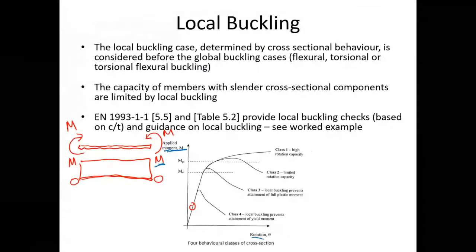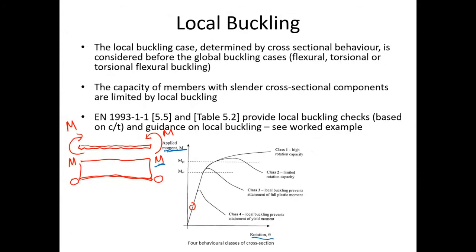Okay, so we have rotation on the bottom here. So the rotation, as I take the beam, because I apply the moment to it, it's going to bend down like this, and the rotation is how much it has rotated on the free ends there, and how much it's deflected by in the middle here.